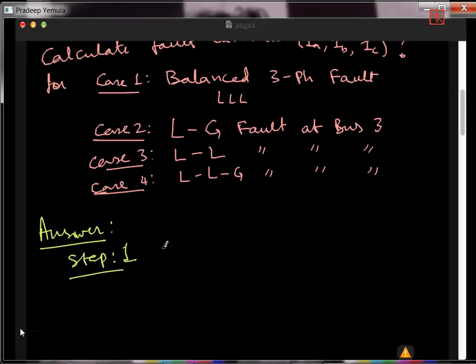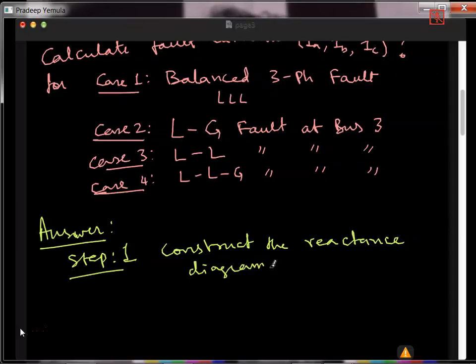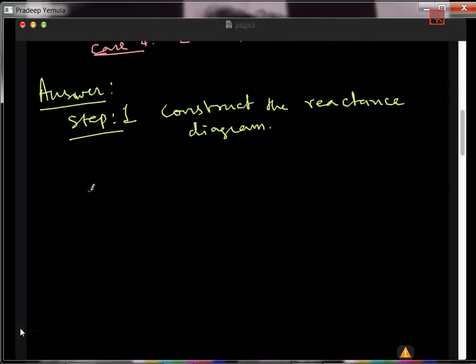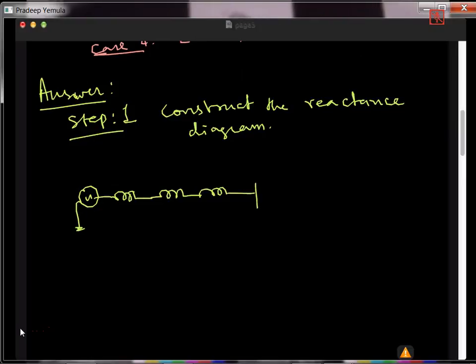Step 1, construct the reactance network, reactance diagram. So if you remember, there is an EMF, then there is an impedance of the EMF, then there is a transformer, then there is a transmission line, and then we have the line. So EG is 1 per unit. What is the impedance of the generator? I have given it is J 0.08 per unit.